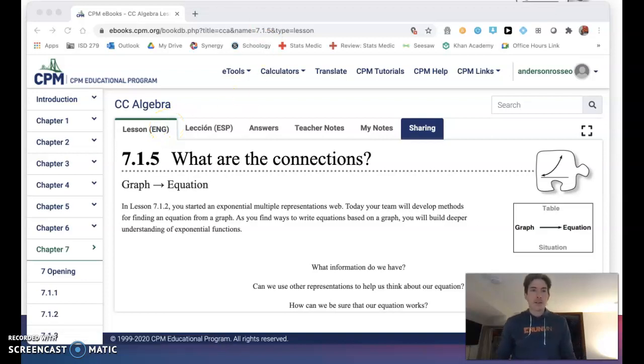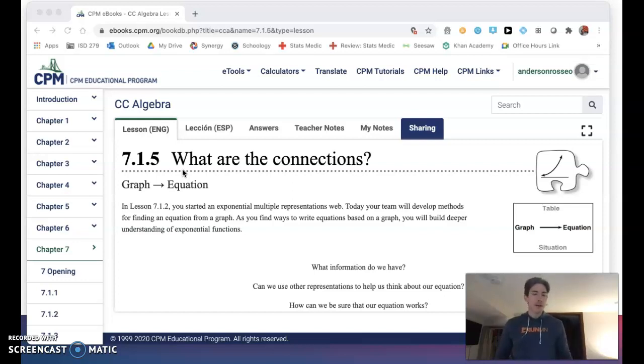Hey everyone, Mr. Anderson here, and today we're going to start to talk about some work from section 7.1.5 from our CPM Common Core Algebra book. Our job today is going to be talking about the connections between the graph of an exponential function and the equation of that function.